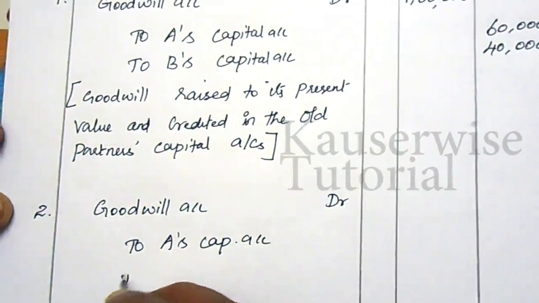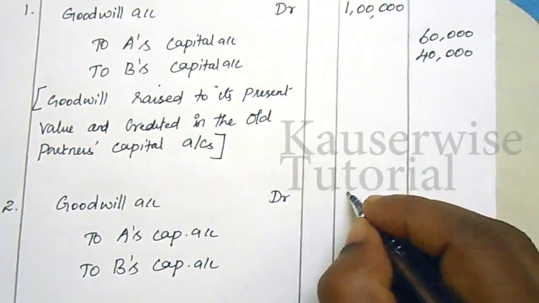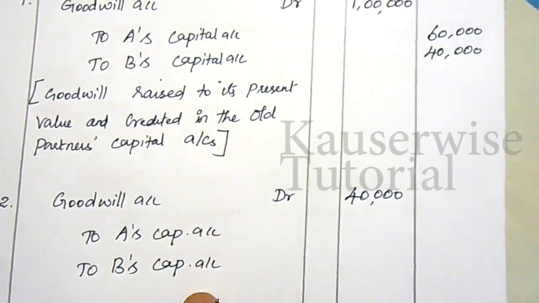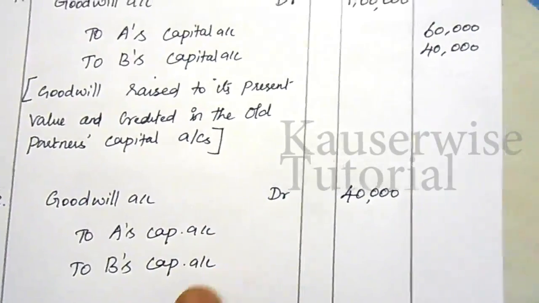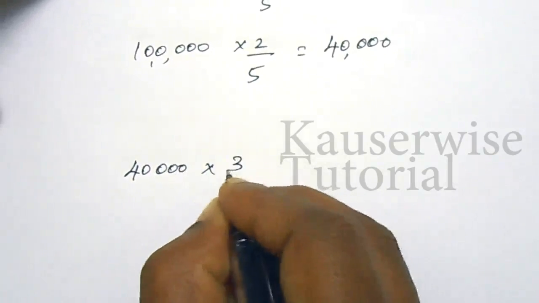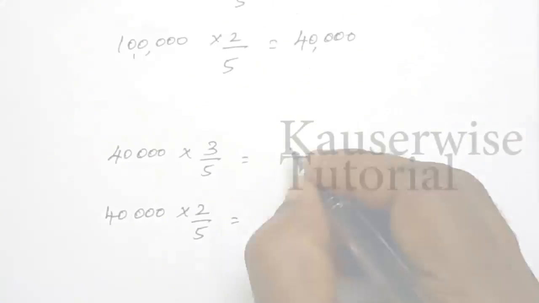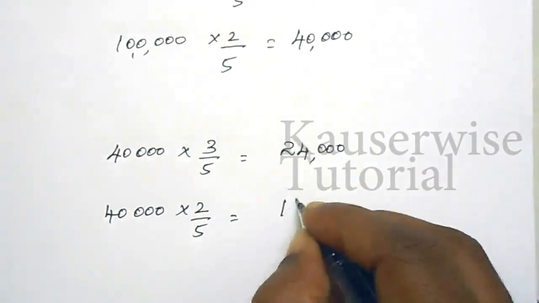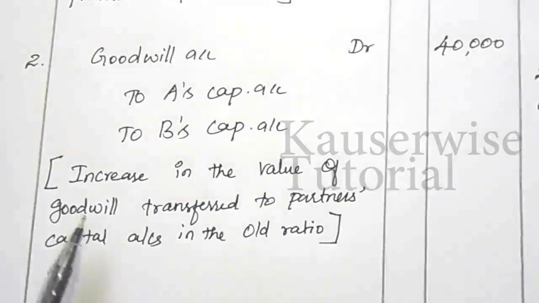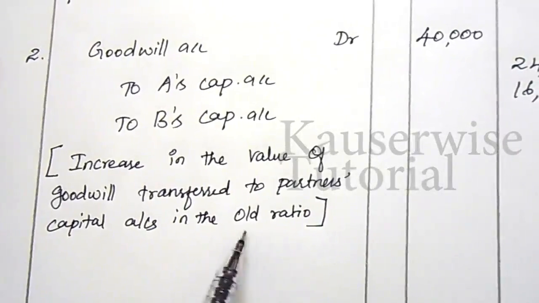Here you have to write the difference. How much value is understated? 40,000. So this will be transferred to A's capital and B's capital according to their old profit sharing ratio, 3:2. For A, 40,000 into 3 by 5. For B, 40,000 into 2 by 5. For A, 24,000. For B, 16,000. Narration: increase in the value of goodwill transferred to partners' capital accounts in their old profit sharing ratio.